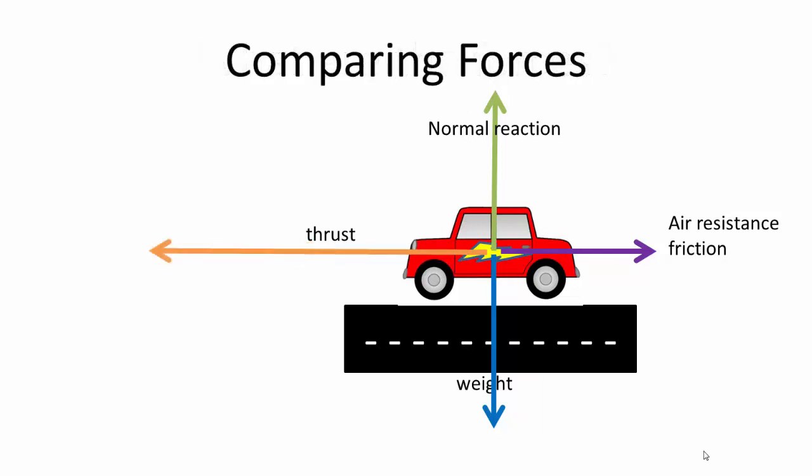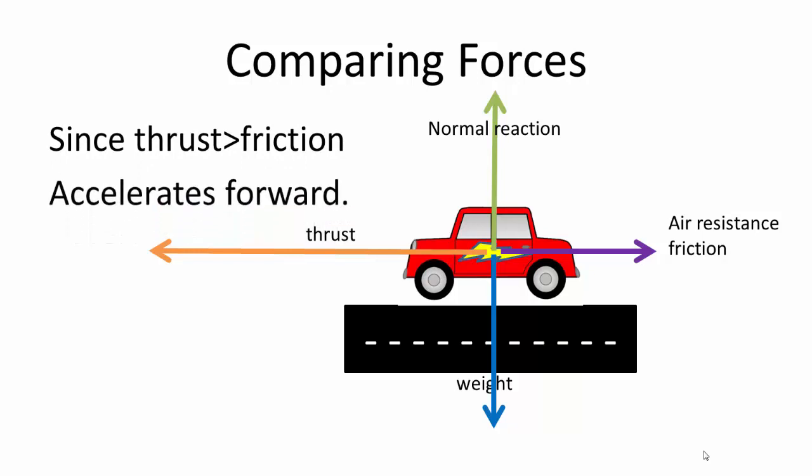Now let's compare these forces. Now you see all these forces here. The normal reaction and the weight are more or less the same size. The air resistance is going backwards, but the thrust is much bigger. If the thrust is bigger than the other forces, then it will accelerate forward. Since the thrust is greater than the friction, it must accelerate forward.